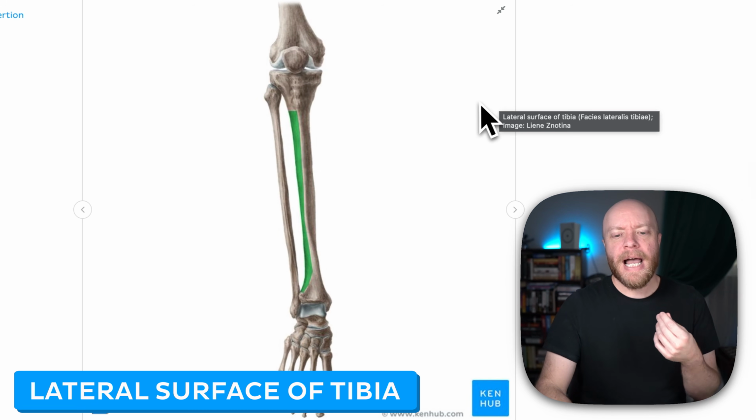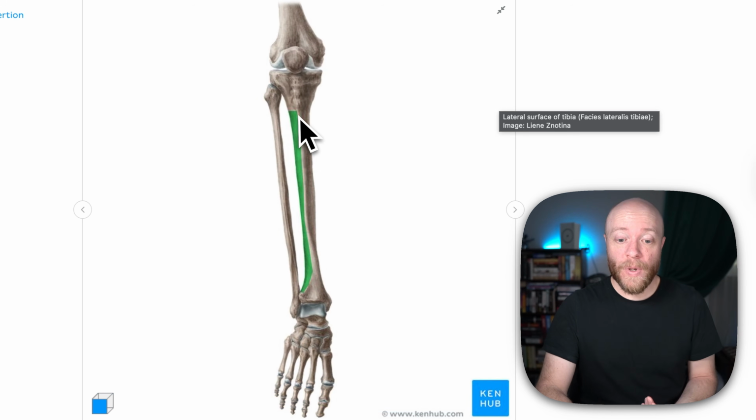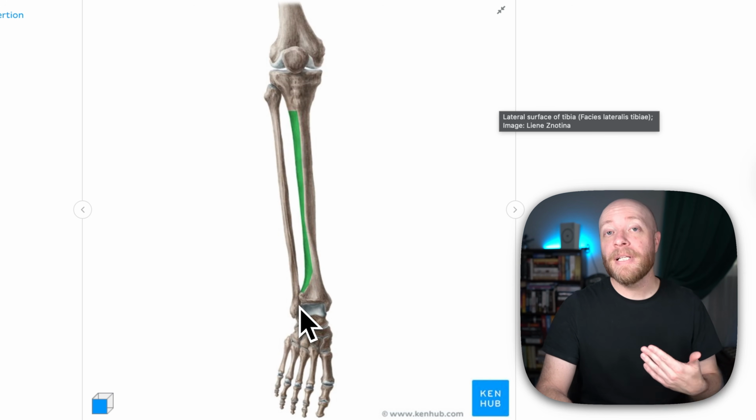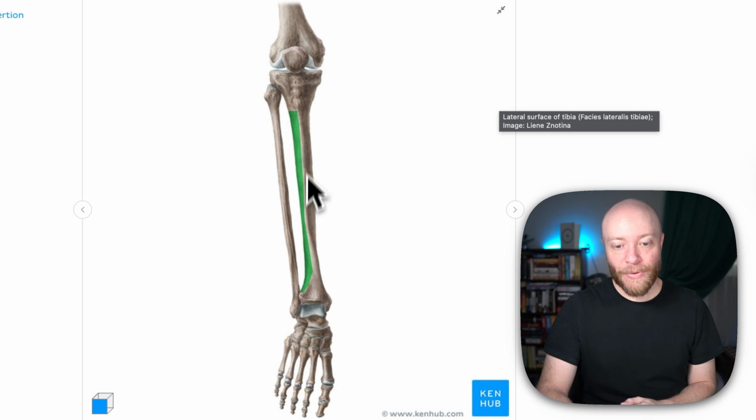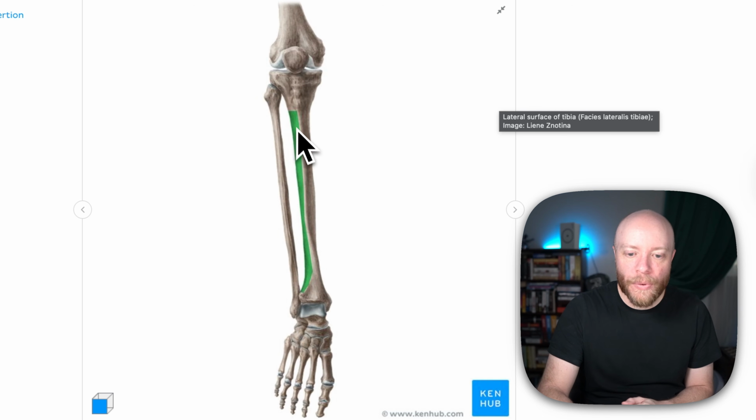of the tibia. How you know this is the lateral surface is because it is the side of the tibia that is closer to the fibula. And the fibula is the lateral bone of the crus. And so tibialis anterior is going to originate all along here.